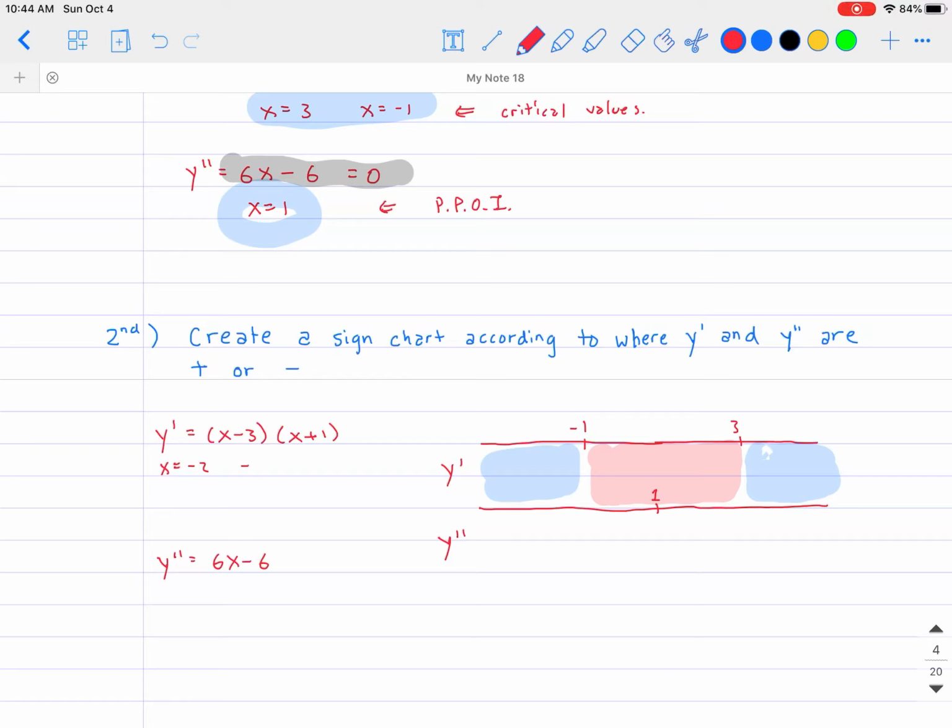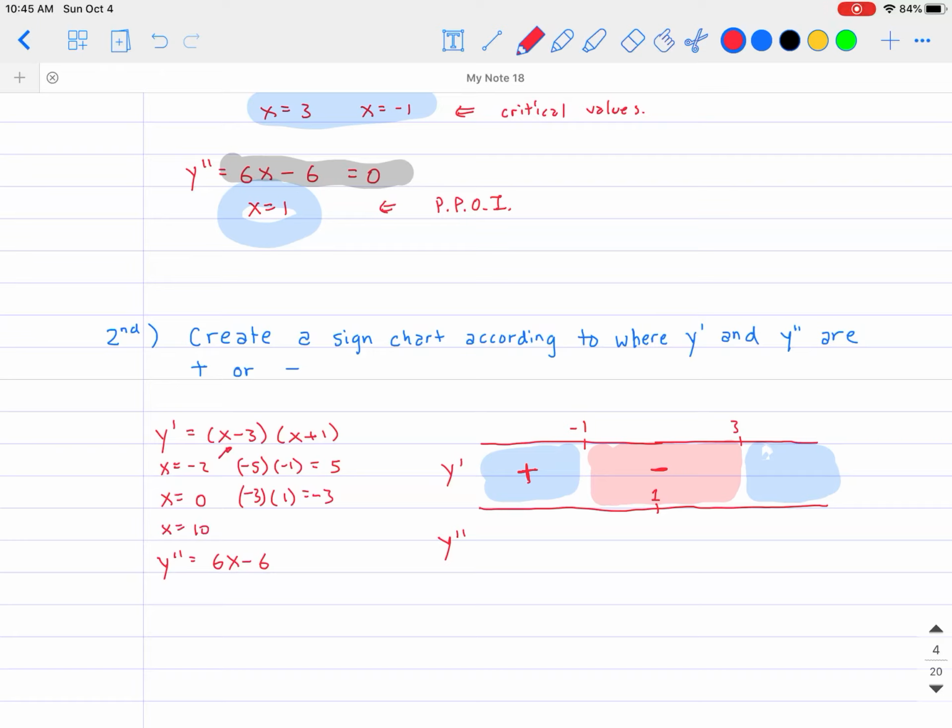When x is equal to, let's say, -2, then that is going to give us -5 by plugging it into this equation, multiplied by -1, which is going to give us 5. So that means that everything to the left of -1, y prime is going to be positive. Then if I want to try something from -1 to 3, let's see, I'm going to plug in maybe say 0. Then I'm going to get -3 multiplied by 1, which is equal to -3. So that means that you're going to get something that is negative. So everything between -1 and 3, the first derivative is negative.